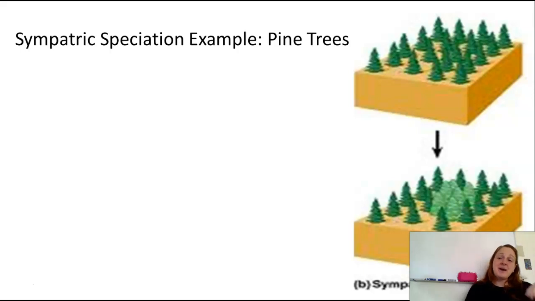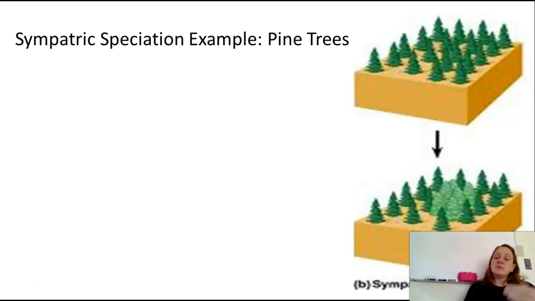Now, with sympatric speciation, we're going to see genetic changes. We're going to see speciation happen within a population that's living in the same geographic location. So some individuals start to experience different abiotic or biotic factors that are driving changes in gene expression, but they're in the same geographic location as the other organisms.